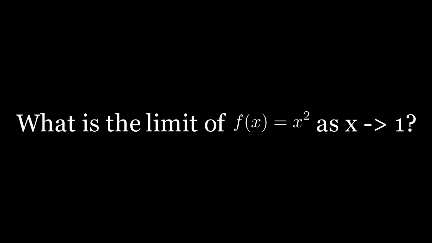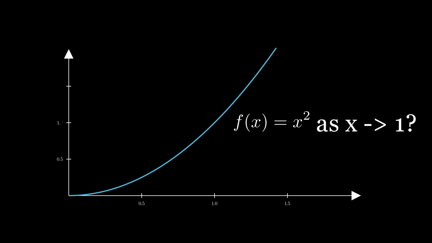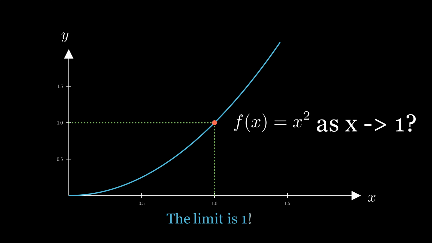What's the limit of f of x equals x squared as x approaches 1? Take a second to figure this out. As shown, as x approaches 1 from either side, the output of the function clearly approaches 1. And in this case, the limit is equal to the function value.